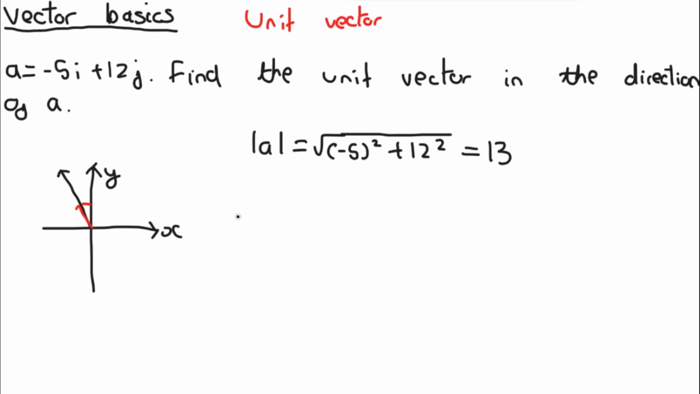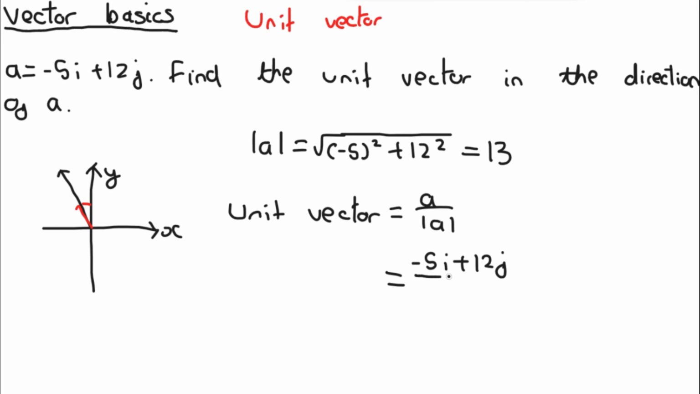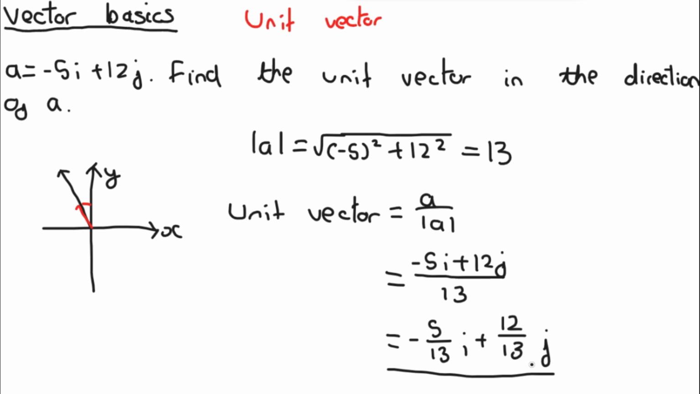And therefore the unit vector is going to be equal to A over the magnitude of A, which is going to be equal to -5i plus 12j over 13, which is going to be equal to -5 over 13 i plus 12 over 13 j. And that is the unit vector in the direction of A. And if you want to, you can prove your answer by finding out that the magnitude of this is actually equal to 1, so therefore it is a unit vector.